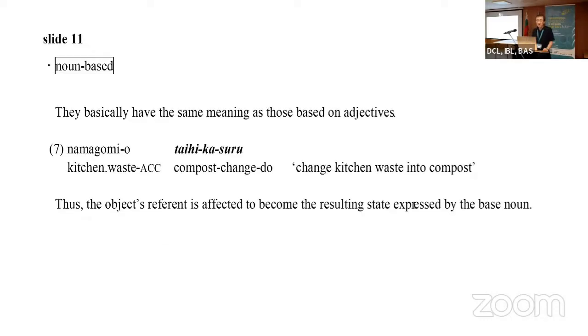Turning to noun-based Kasuru verbs, they basically have the same meaning as those based on adjectives. Look at number 7. 生ゴミ, kitchen waste, を accusative, 堆肥, compost, 化, change, する, do. 生ゴミを堆肥化する means change kitchen waste into compost. Thus, the object referent is affected to become the resulting state expressed by the base noun.